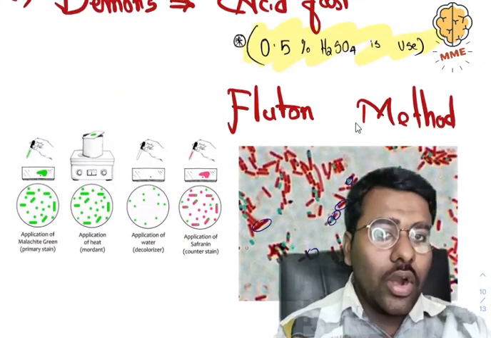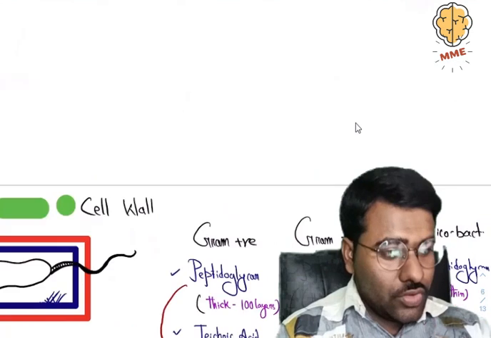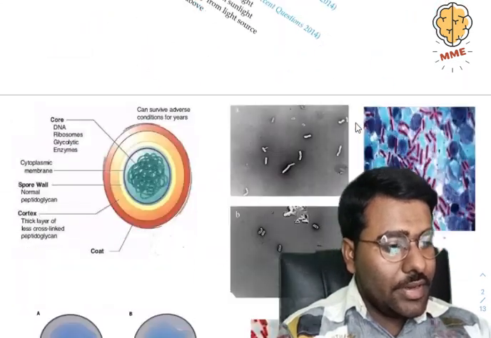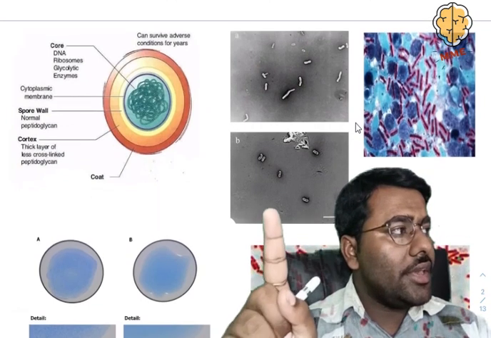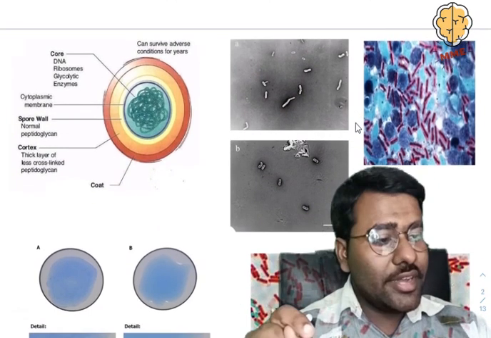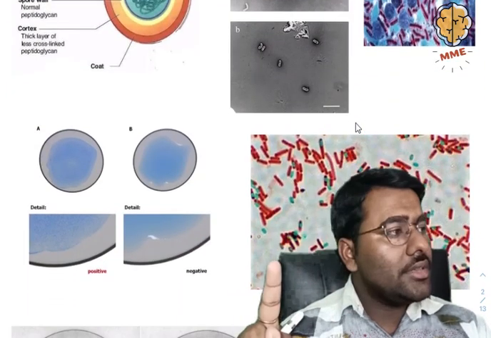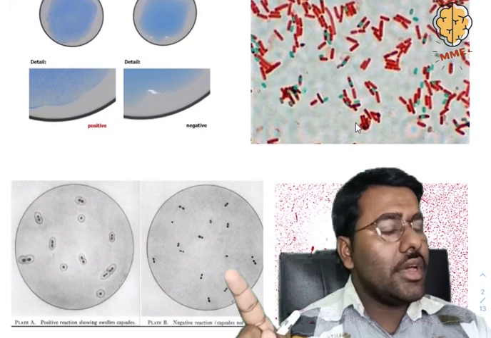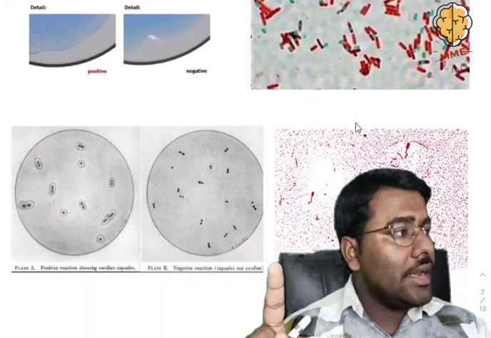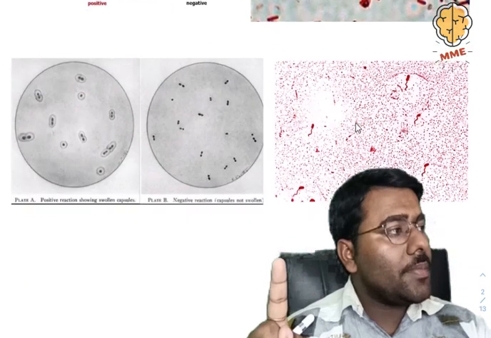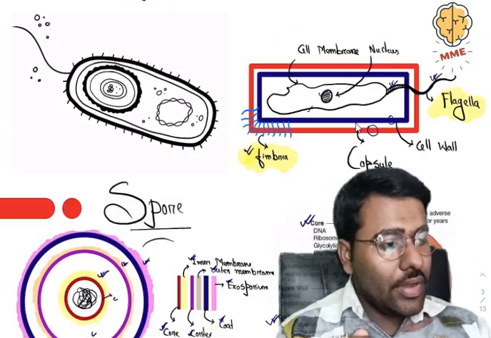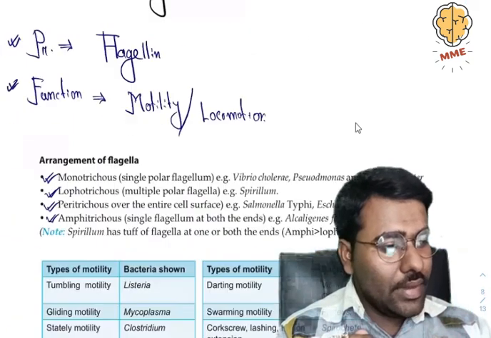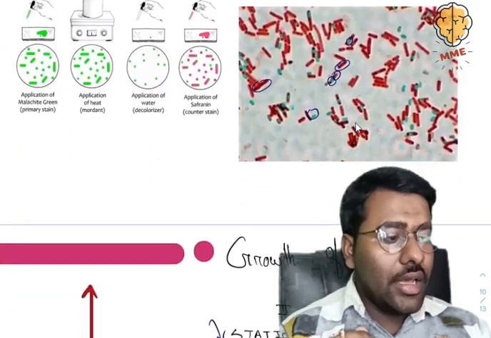So this is the whole set of images I showed you first in the PDF. This is actually the spore, this is the negative staining, this is McFadyean's reaction, this is the latex agglutination, this is the Fulton method, this is the capsular swelling or quellung reaction, and this is the flagellar staining, or Leifson staining. Okay, so this is all about the morphology.